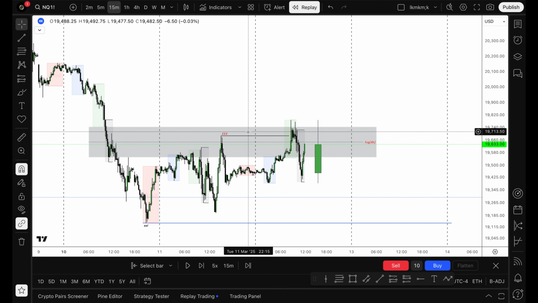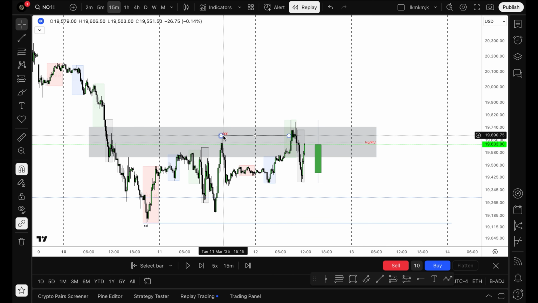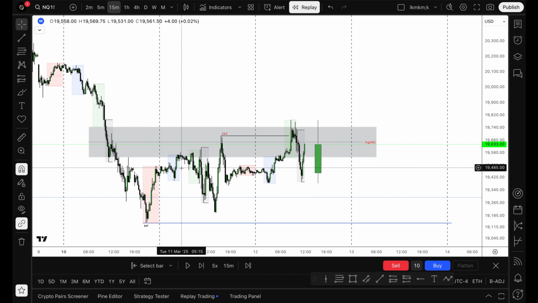Tuesday formed the indecision candle. So price opened, it wicked to the downside, another wick, then it closed close to its open.